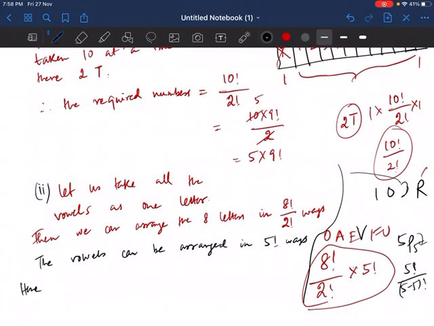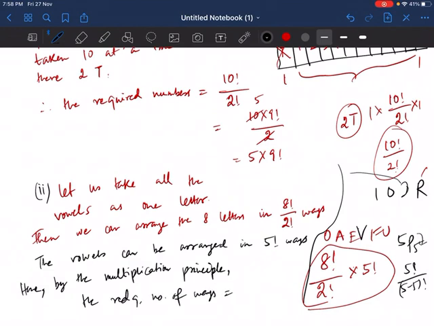Hence, by the multiplication principle, the required number of ways is equal to what? 8 factorial by 2 factorial into 5 factorial. Then you multiply and get the answer.